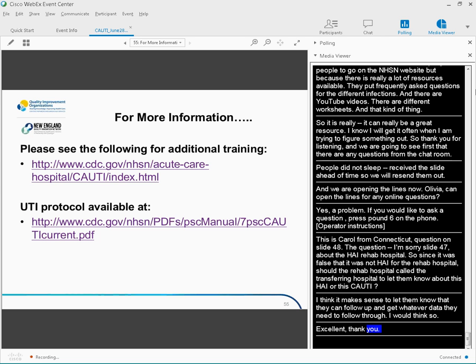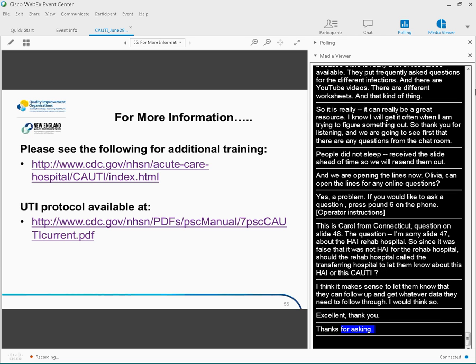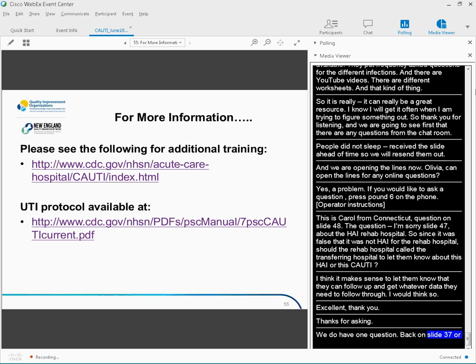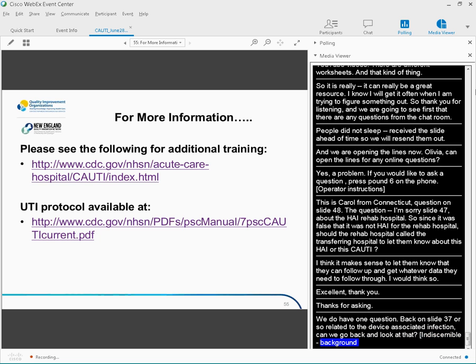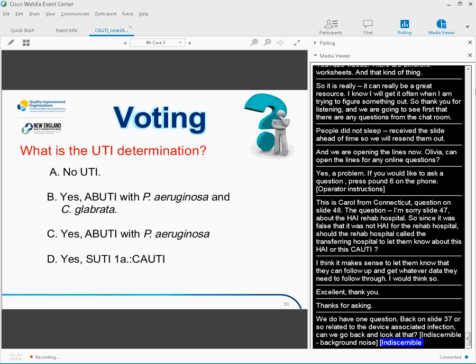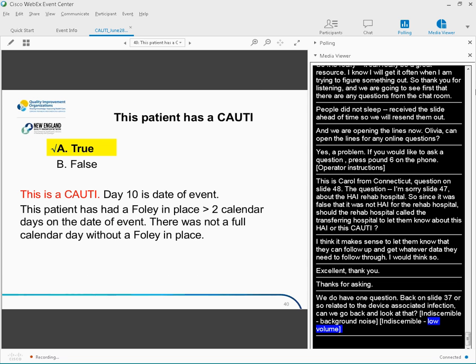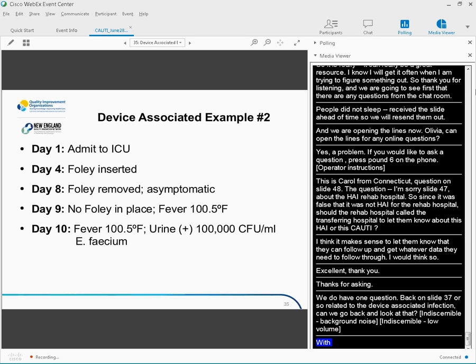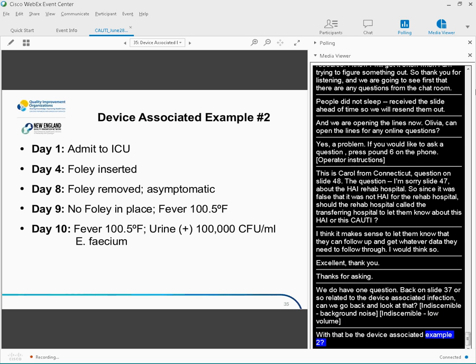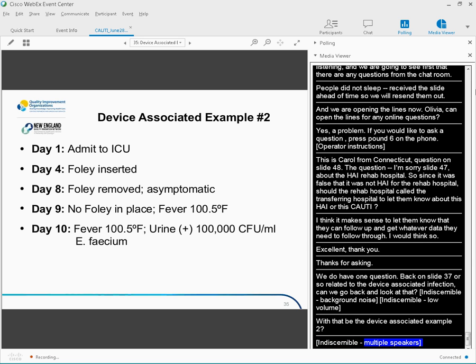We do have one question. Back on slide 37 or so, related to the device-associated infection. Okay, when we go back and look at that, I can check my understanding. Let's go back. Would that be the device-associated example number 2? Yes. Number 35. Yeah, but 37 is the question.